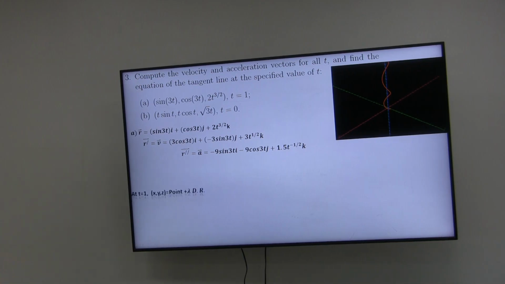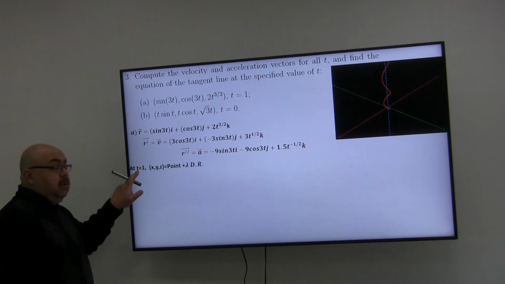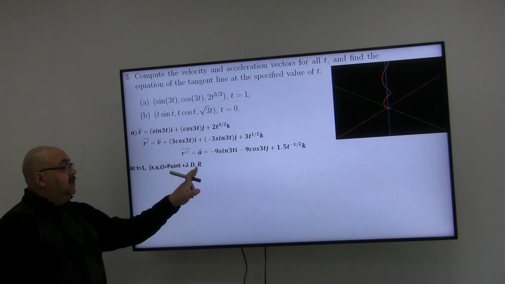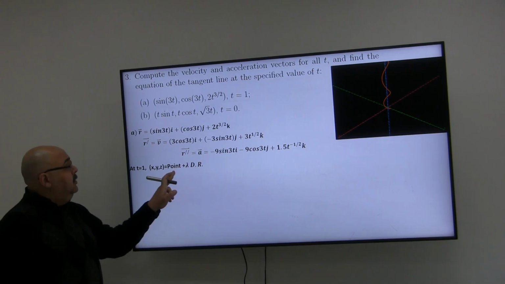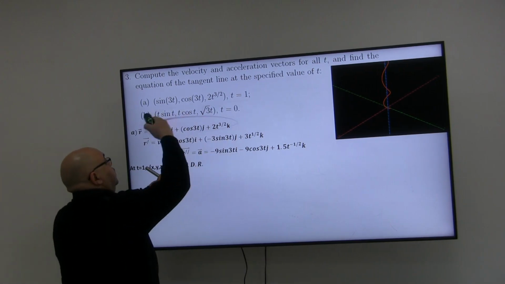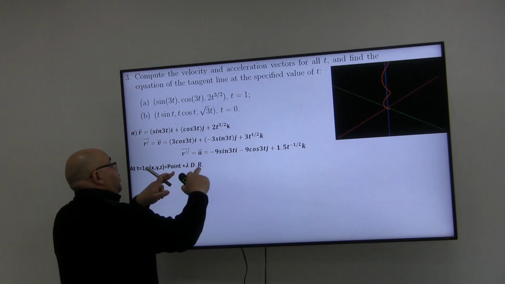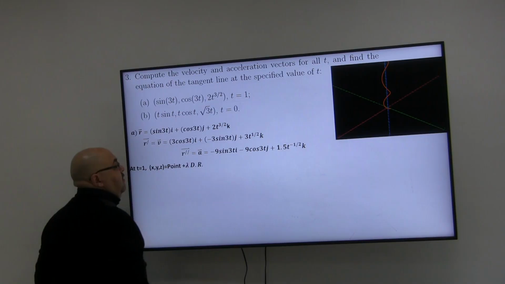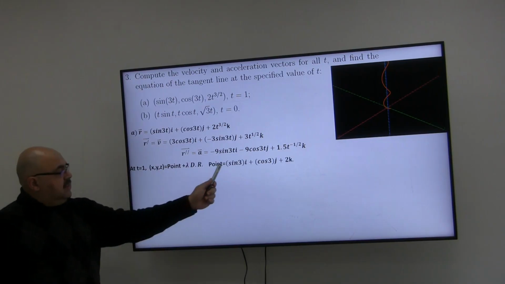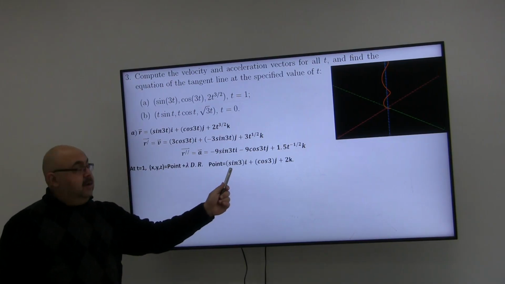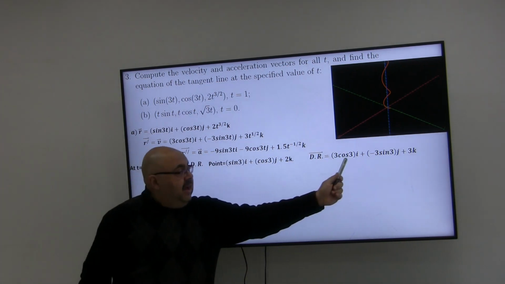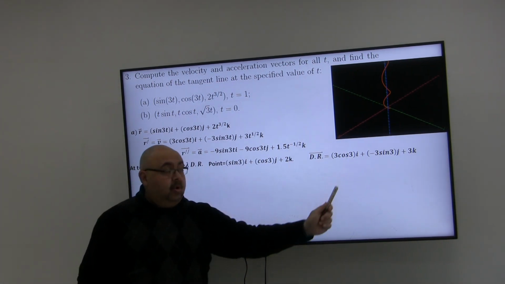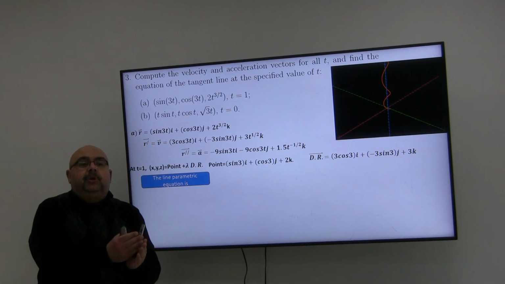So next step, at t equal to 1, I will need the point and the direction ratio. The point, I will simply substitute in here by 1. The direction ratio, I will substitute in R dash by the value. So once more, that's the point at t equal to 1, and that's the vector at t equal to 1. All I have to do is put them together.